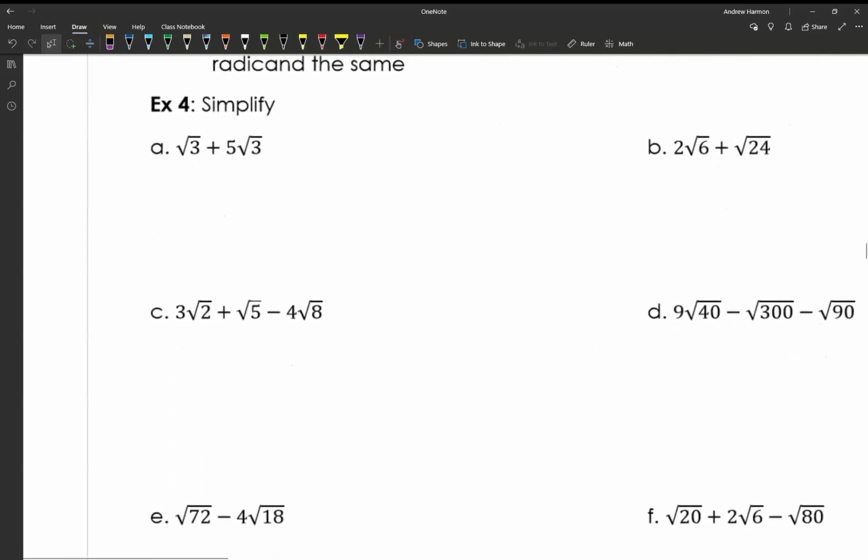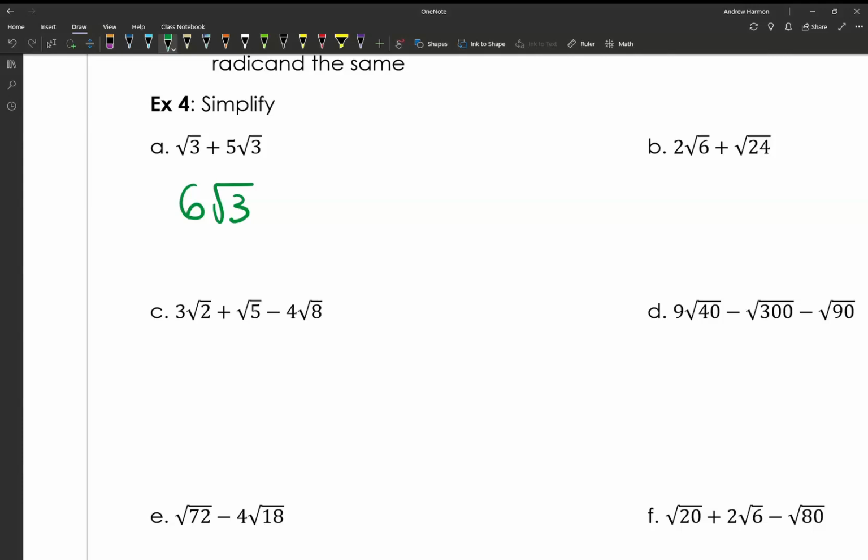We have the square root of 3 plus 5 square roots of 3. So basically all this says, you can kind of treat these radicals like variables. So I kind of have x plus 5x. So that would be 6x, but in this case, square root of 3. And so our solution is simply that, 6 square roots of 3.